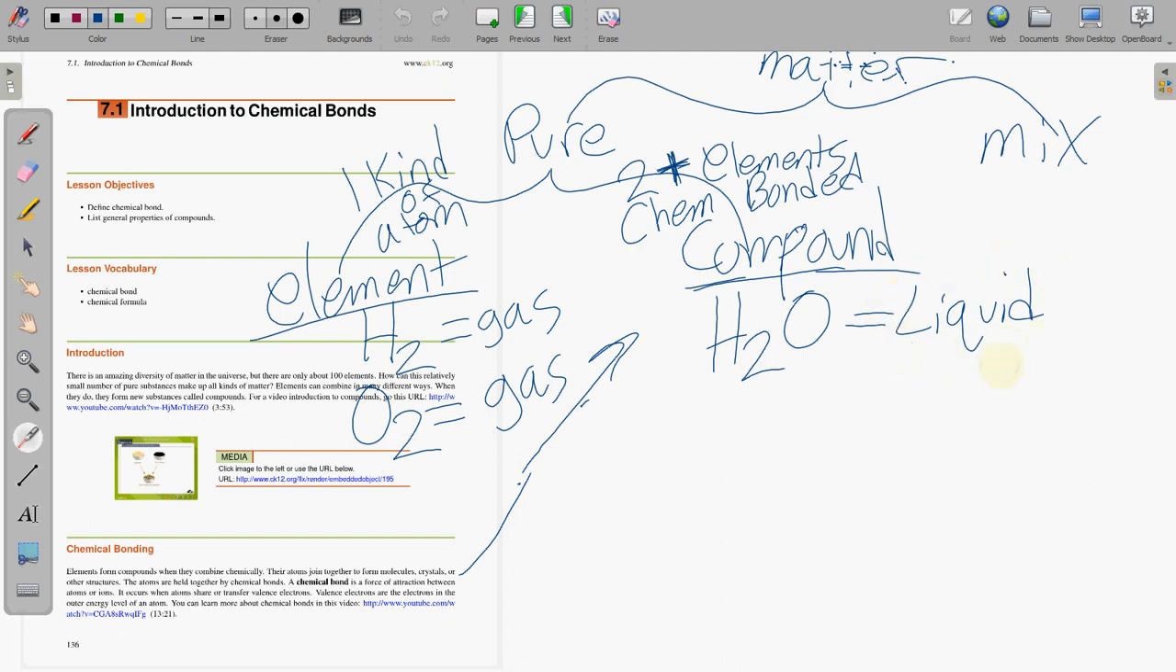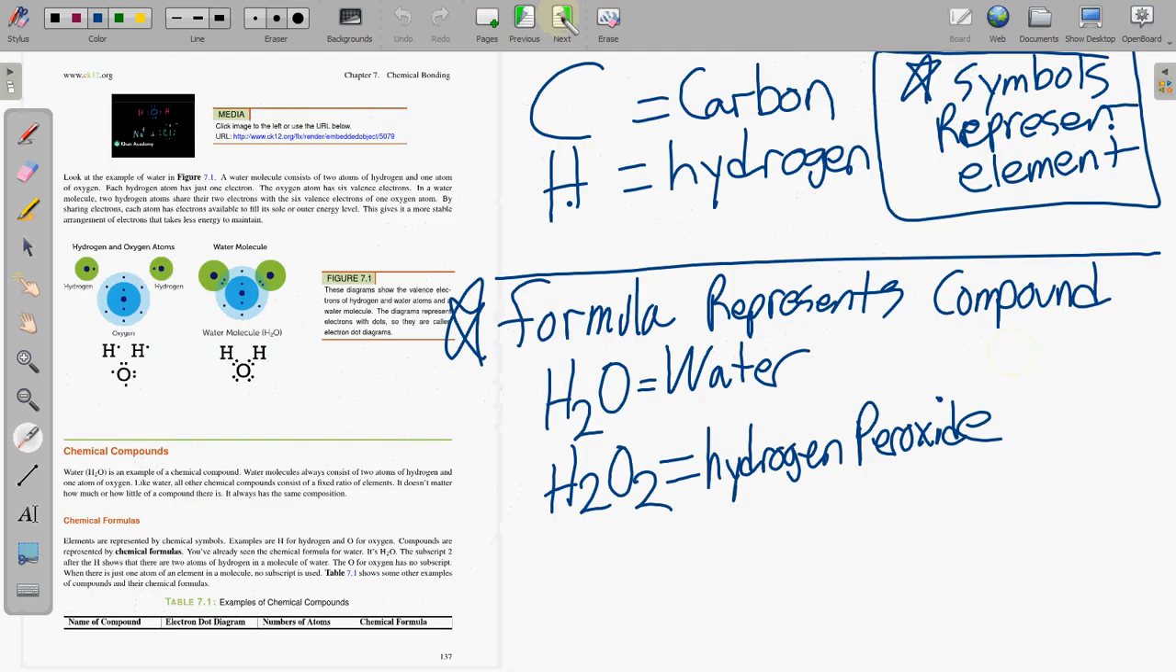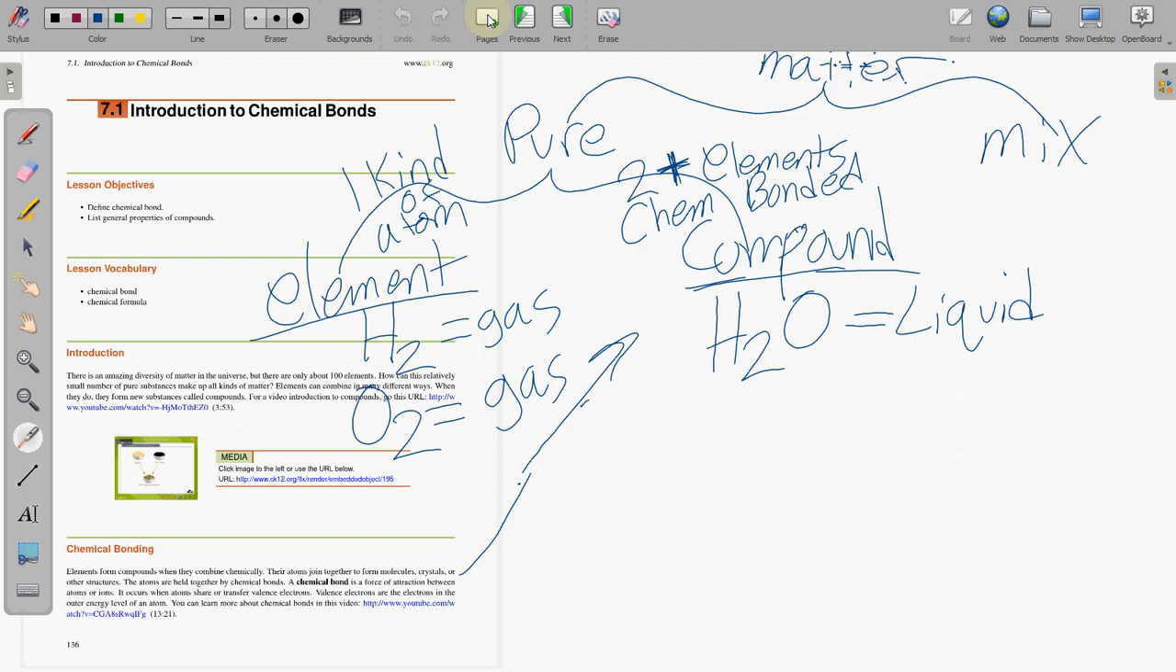Okay. So if we look at this, hydrogen is a gas at room temperature, and oxygen is a gas at room temperature. But when they combine and form a compound, they form a liquid. So the properties of a compound are different than the properties of the elements that make up the compound. Right? So that is our first big takeaway.